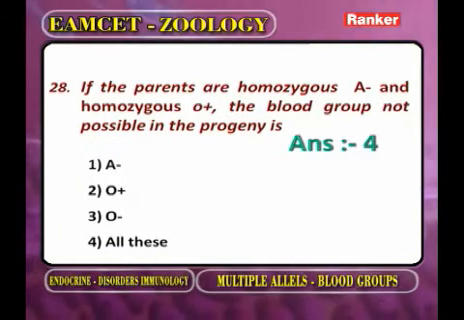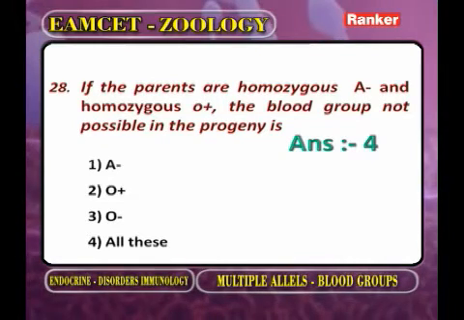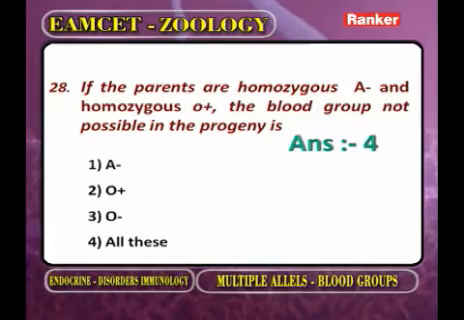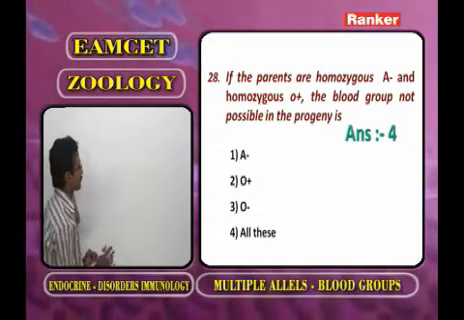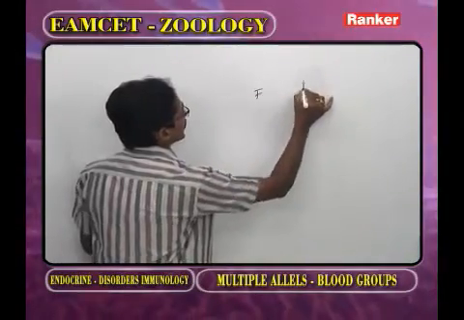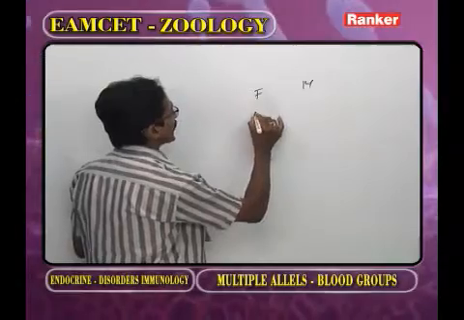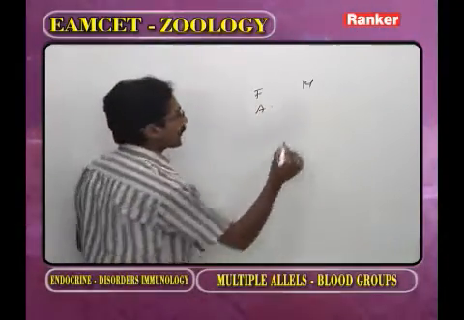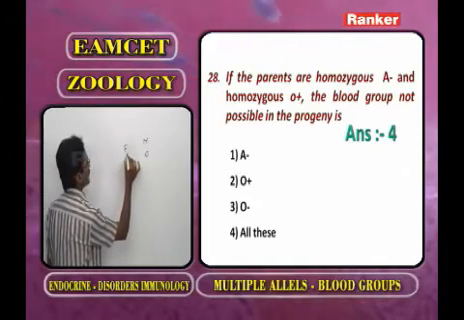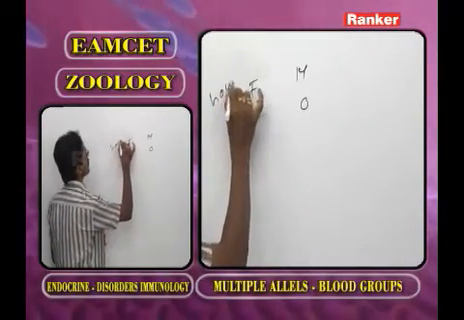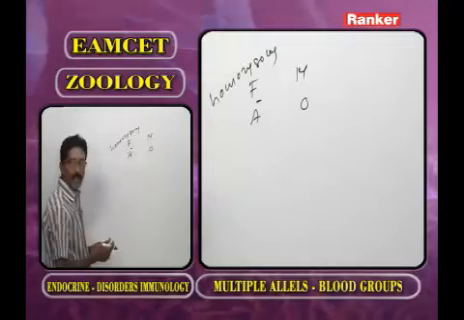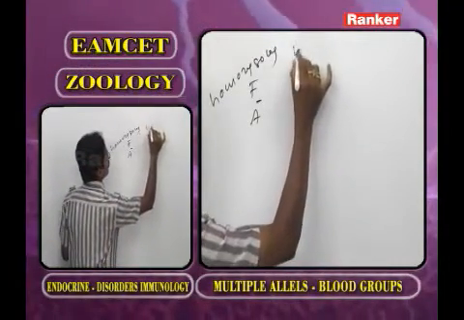Now, if the parents are homozygous A negative and homozygous O positive, which blood group is not possible in the children or progeny? You observe the question, we have to discuss. If the parents are homozygous, now the father and the mother. The father's blood group is A and the mother's blood group is O. Here the father is A negative, that means no Rh antigen. But what are they asking? Homozygous. And the mother's blood group is O positive, homozygous.